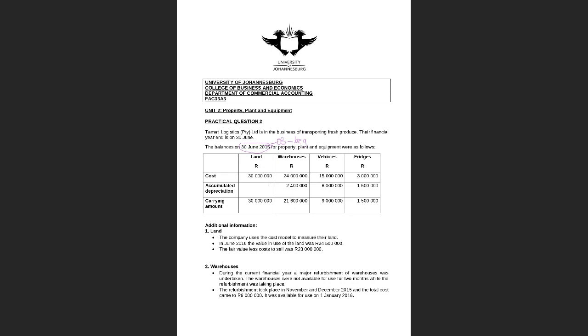Land does not have depreciation. That is correct. So land is never depreciated. You should never find depreciation in land, and you should never try and calculate it as well.